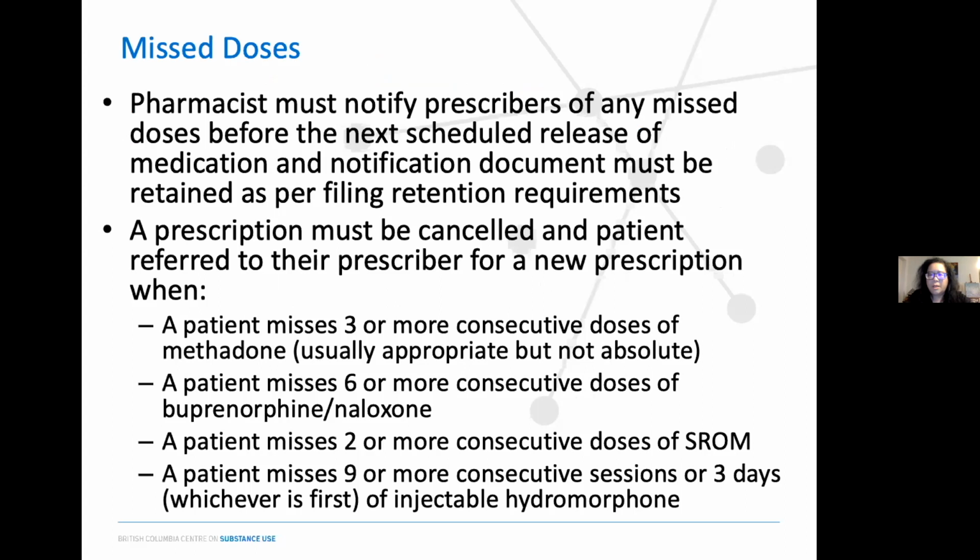In terms of the other ones, it's 6 or more consecutive doses of buprenorphine naloxone, and for slow-release oral morphine it's 2 or more because it has a very short half-life. And if anybody is on injectable hydromorphone or some of the other injectable diacetylmorphine, there are certain criteria put into place at the clinic, which I've described here.